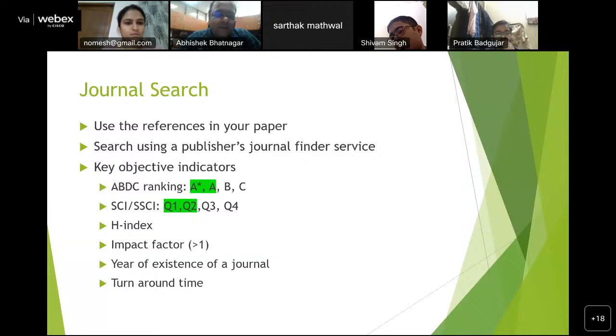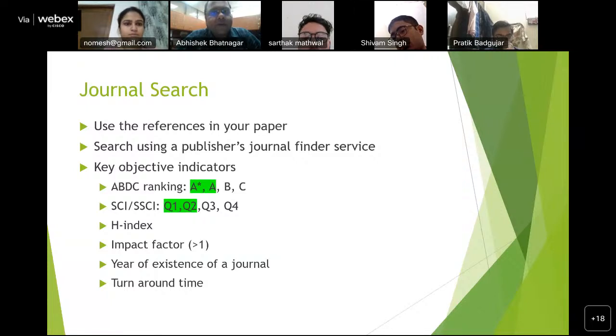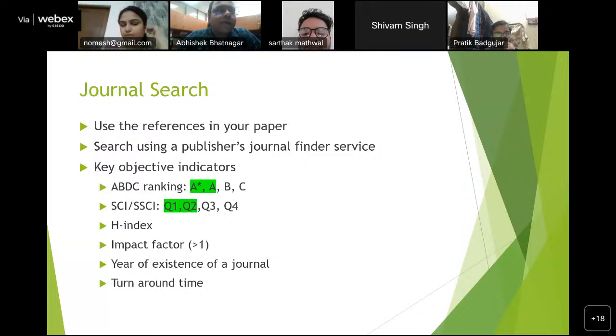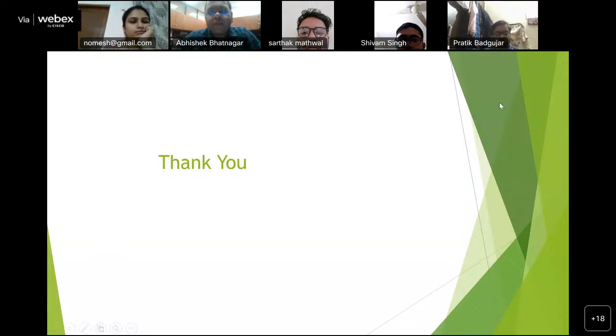So target high impact factor journals initially, and then go to low ones in case you're not able to publish in those. Then turnaround time is another criterion. That is the time from when you submit your paper until you receive the final acceptance or final decision. If it is a desk reject, it is normally a week or so. If it goes into the first round of review, it is about 3 to 4 months. And then the second round depends on how quickly you interact with the reviewers. So that's about it. We can have some questions if you have.